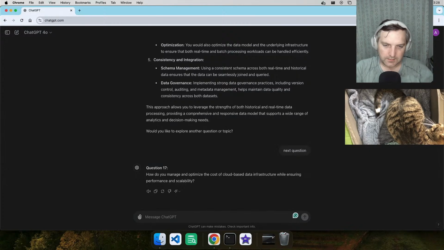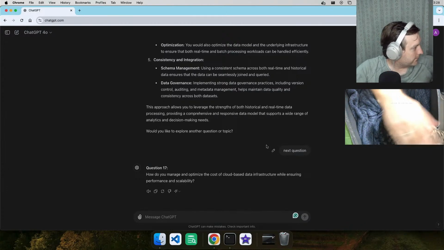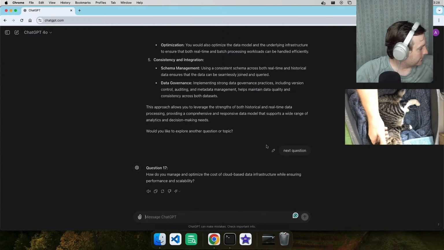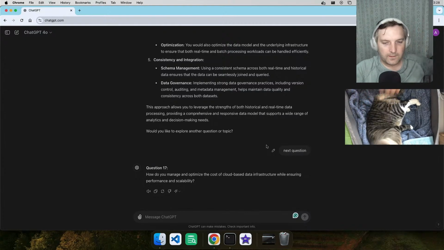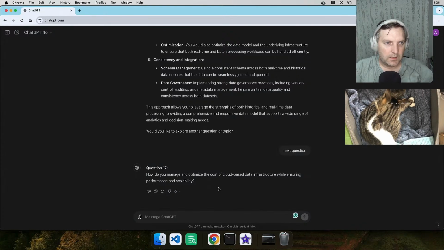Yeah, so in the cloud-based data, how do you make sure about the cost? So for S3, I would check if you could apply different storage classes, I believe that's what they're called.